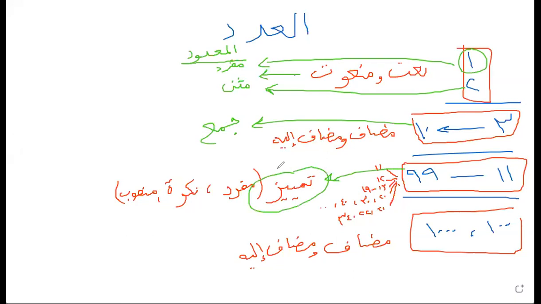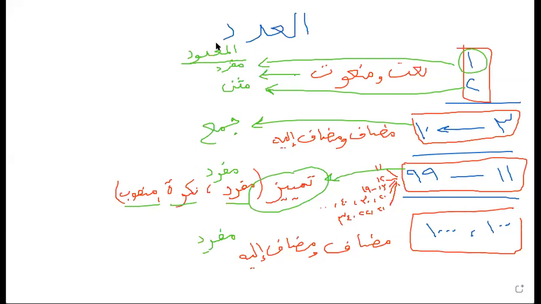Okay. From 11 to 99 is going to be tamyiz. Tamyiz means mufrad, nakira, mansub. So you will say between 11 and 99, the ma'dood is going to be mufrad. Okay? But because it's tamyiz, that mufrad is going to be mansub. When you come to 100 and 1000, the ma'dood is going to be mufrad. But it's mudafun ilayhi.